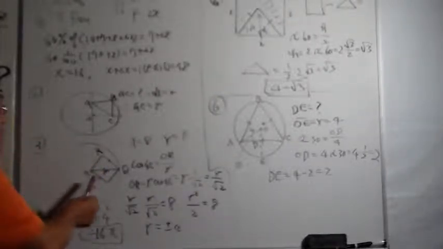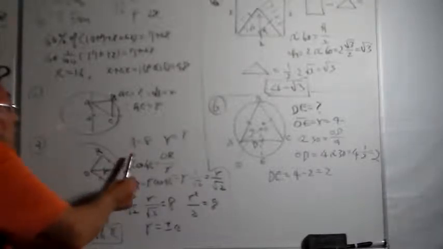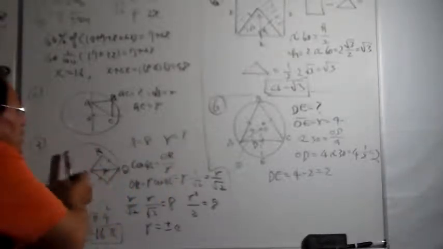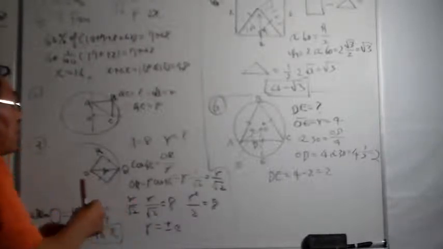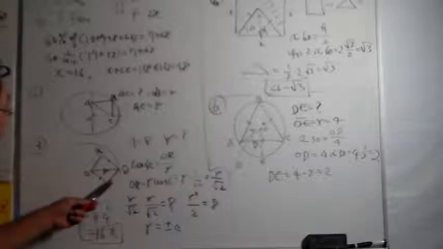Very natural. Example 3. Okay, circle. A square is inscribed over there, and this area is 8. What is the radius, and what is the area of the circle? So this is a square, so this is a 45 degree angle, right?